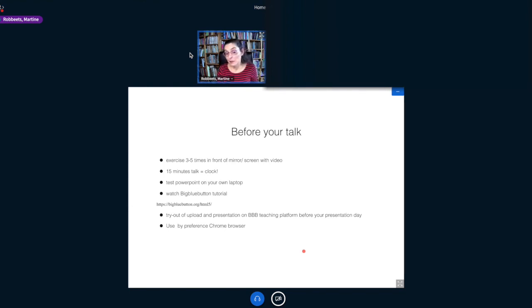And what I also noticed last time is that when people do not use Chrome as a browser, there can be some little problems, unforeseen things, like, for instance, the camera doesn't work or other things, or it's more difficult to upload. So if you can, please use a Chrome browser. That's to be on the safe side.